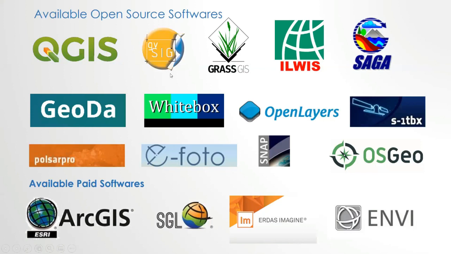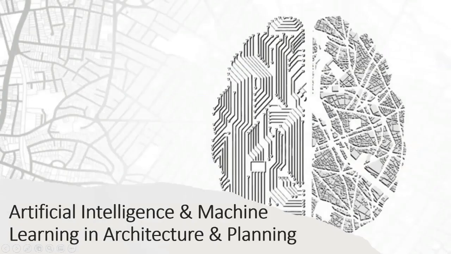Again, these are some of the GIS software with which we can do our processes and analysis or research, like QGIS, GrassGIS, ArcGIS. The above ones are the open source ones. You can download them freely and use. And the ones below are the paid ones. So we went through two digital research methods and tools, remote sensing and then GIS. Now coming to the third research method, that is artificial intelligence and machine learning in architecture and planning.